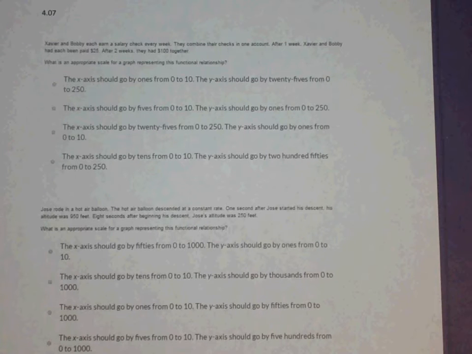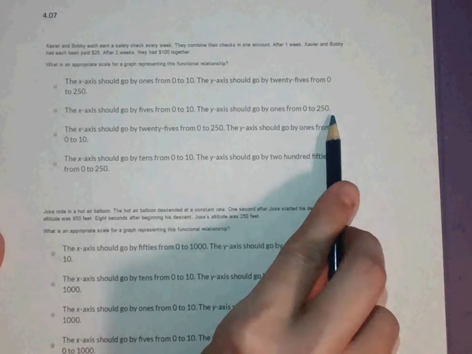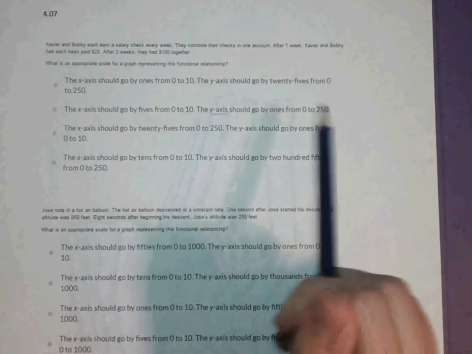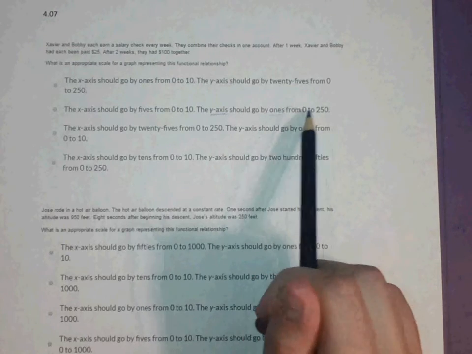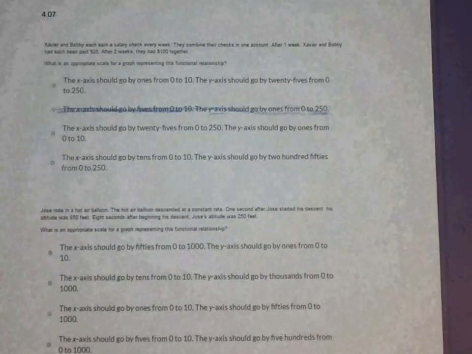Should the x-axis go by 1s from 1 to 10, and the y-axis should go by 25s from 0 to 250? Should the x-axis go by 5s from 0 to 10? Okay, and by 1s from 0 to 250? Well, right off the bat, this y-axis going by 1s from 0 to 250 would say I need 250 spots going up and down. So that's way too many here.